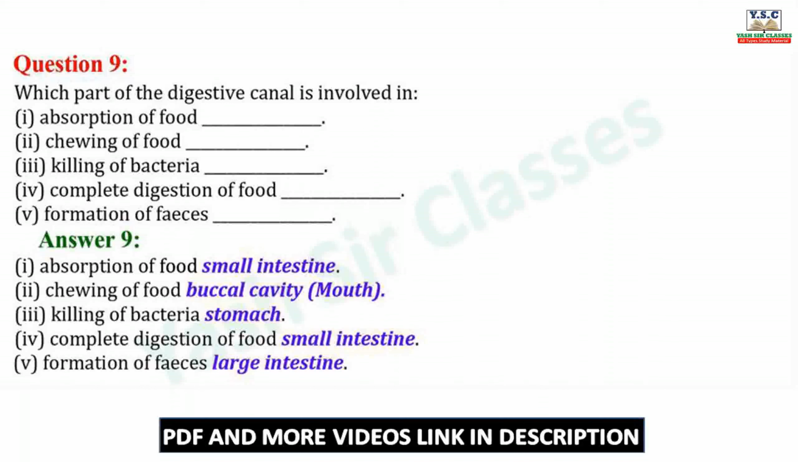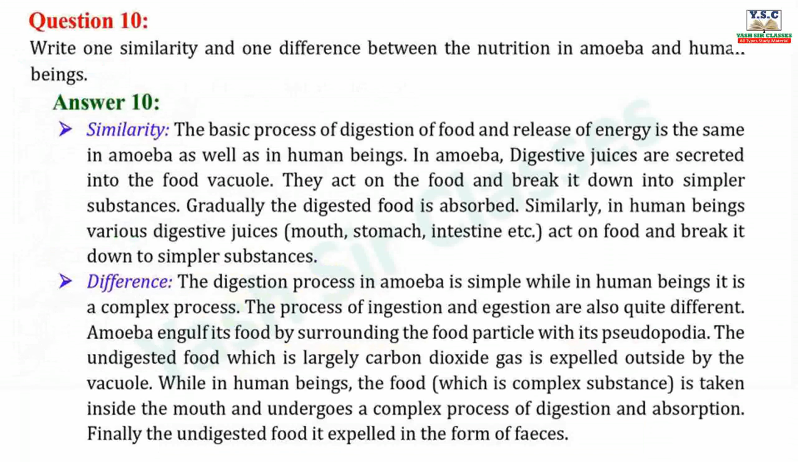fifth, formation of feces. Answer. First, absorption of food: small intestine. Second, chewing of food: buccal cavity, mouth. Third, killing of bacteria: stomach. Fourth, complete digestion of food: small intestine. Fifth, formation of feces: large intestine.